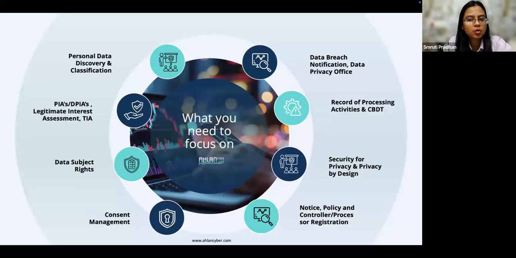And if you fulfill those requirements and if you do a transfer impact assessment and you know that the risk is low, you can go forward with the cross-border data transfer. The next requirement of the law, of course, is around the security for privacy concept. So today, privacy by design is something that is recommended to be built within any application which is being built within the organization or any product that is being onboarded. So privacy by design should be the focus of the organization.